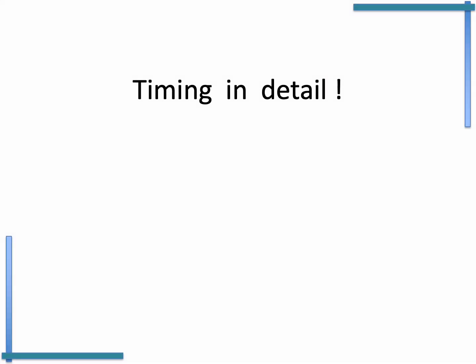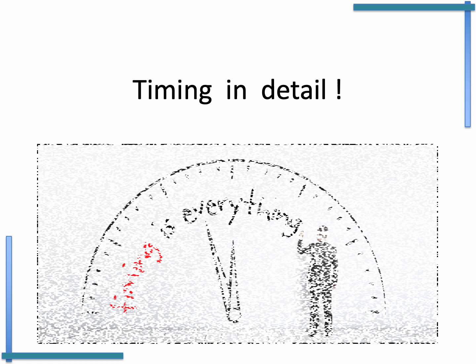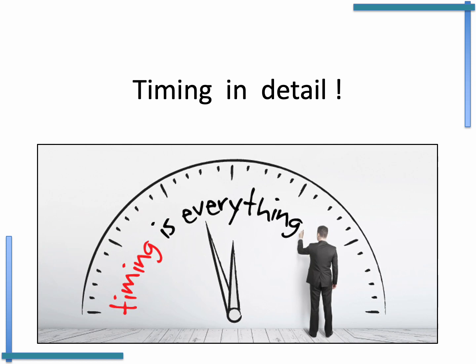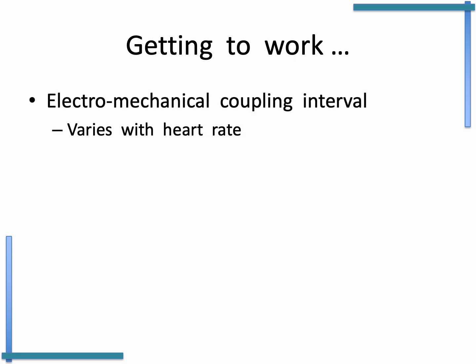We're now going to go through a series of slides that deal with the timing of the balloon pump and getting to understand timing. And clearly, as with many things in life, timing is everything. So to get to work, the first thing we have to understand is what's called the electromechanical coupling interval. The electromechanical coupling interval is the amount of time it takes from when the ECG, or the electrical part of the heart, first shows depolarization to when you actually get effective ventricular contraction.